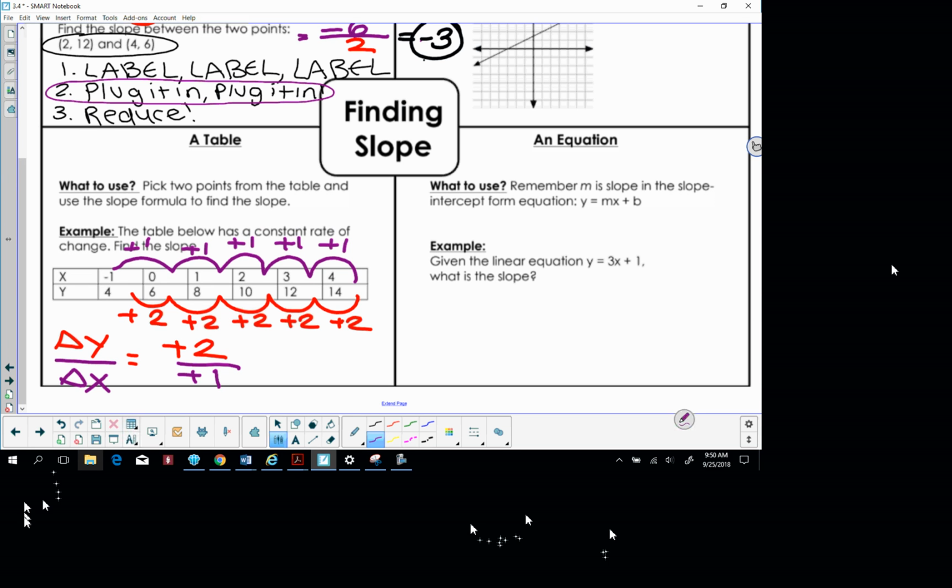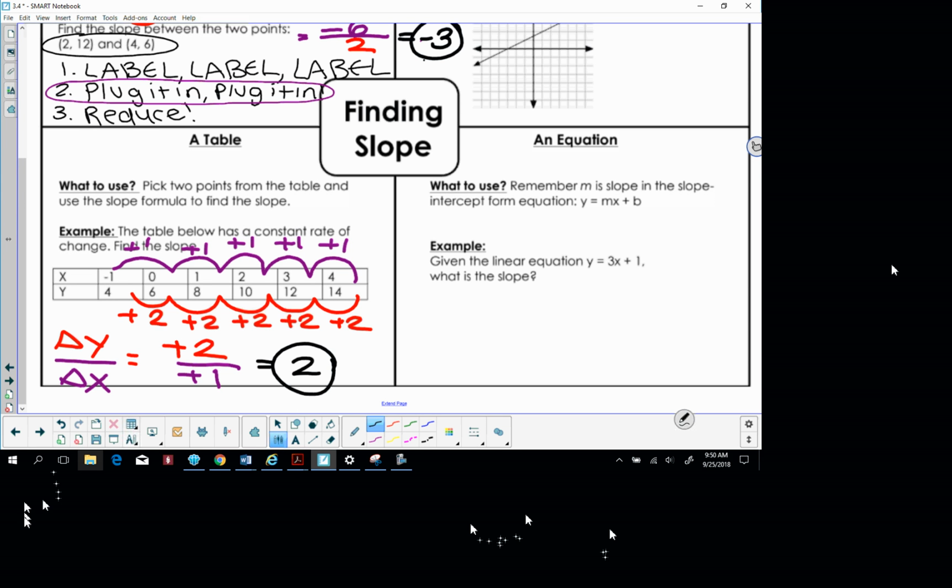Now, what is 2 divided by 1? 2. So your slope here would be a positive 2. That's how we find it when we have tables. We find what's the change in y, what's the change in x, and we divide those two. Or you can always write them as points and do it this way as well. But this is a little bit easier.